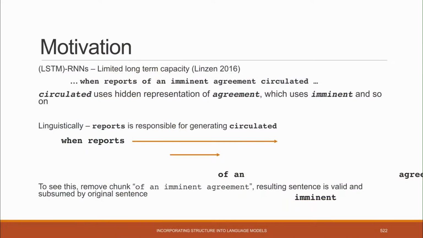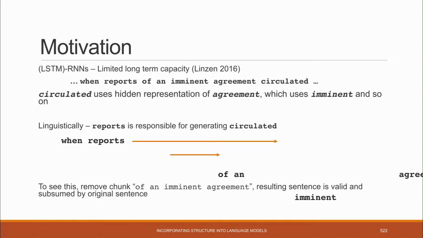So the motivation is that we know RNN LSTMs can model language pretty well, and then they also have theoretically an infinite context that they can hold in memory. However, in practice, they have a limited long-term capacity. For instance, if you take the sentence, "When reports of an imminent agreement circulated," the word circulated uses the hidden representation of agreement and so on. However, linguistically, reports is responsible for generating circulated.